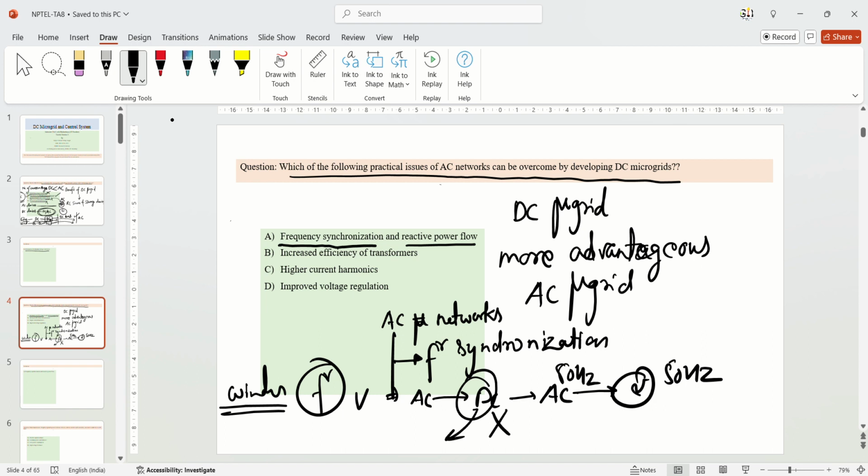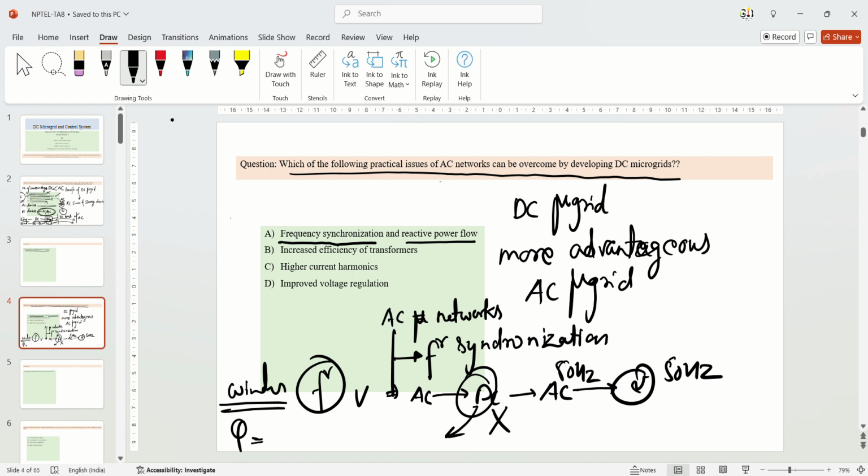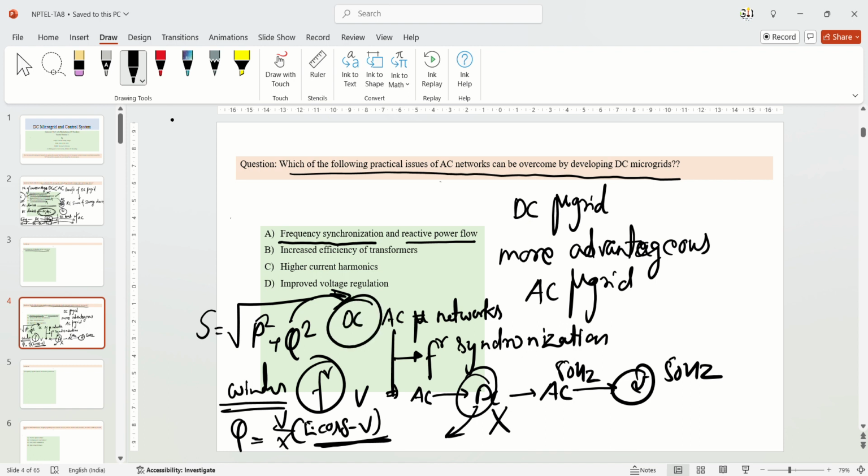Okay. And the second thing, the reactive power flow. Reactive power flow actually depends upon the power factor. And if you look at the line, V by X equals delta minus V, this is the line reactive power flow, or in the system as well, the reactive power flow. Thus, S is equal to root P square plus Q square. But this is not present in the case of the DC system, DC networks. So that is one problem with AC networks, and that is being eliminated through the DC network.